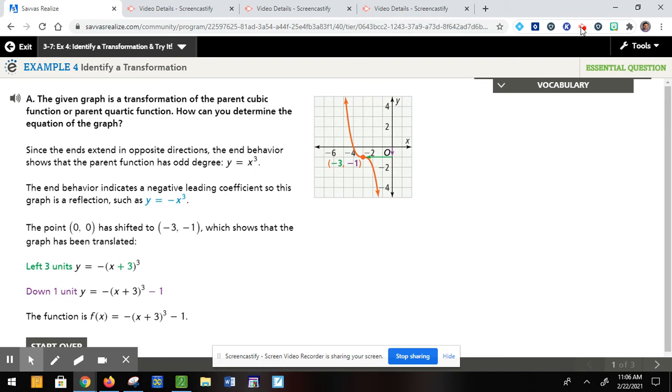It wasn't stretched, that's why there's no other number as a leading coefficient, but it is negative out there, again, because it starts high and goes low. If it started low and went high, then there would be no negative sign out front. Let's look at the next one.